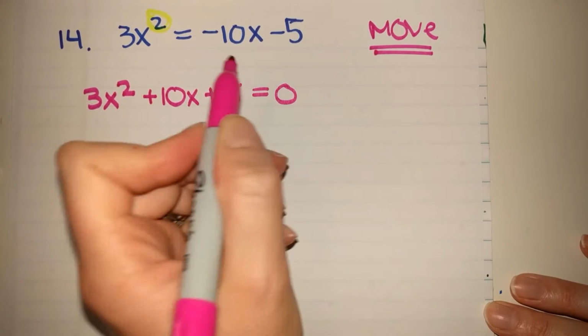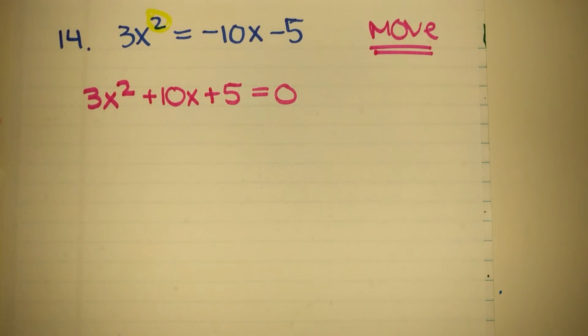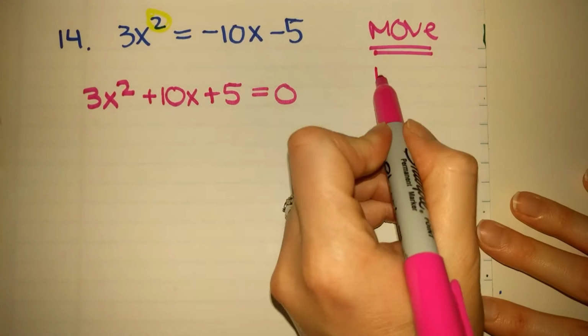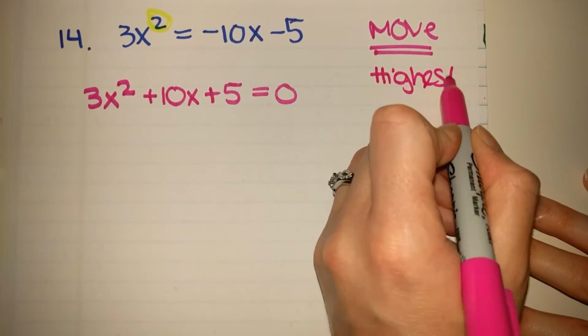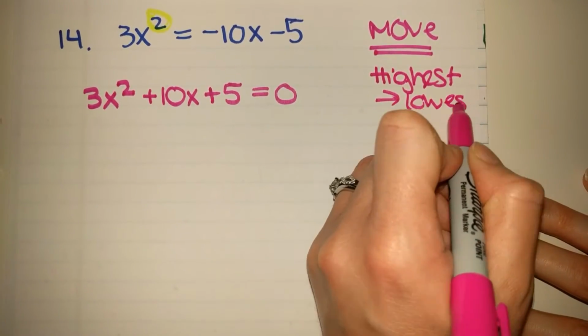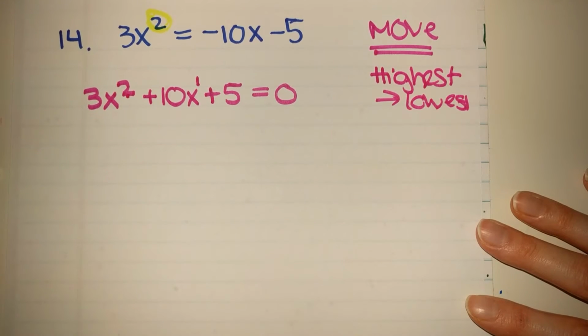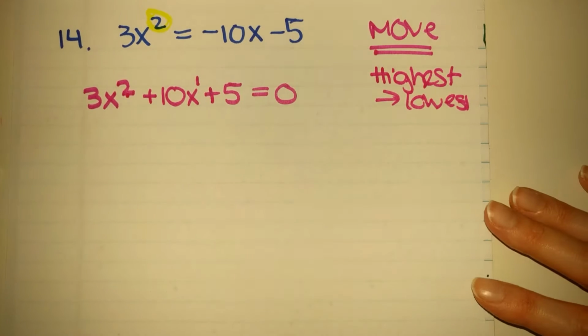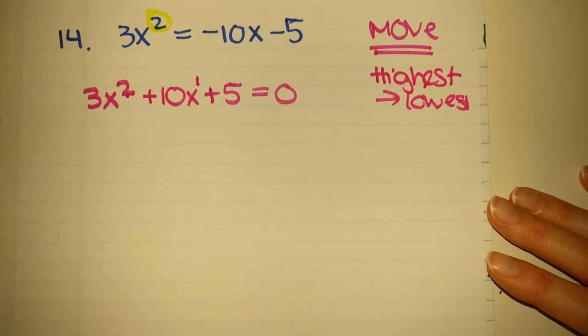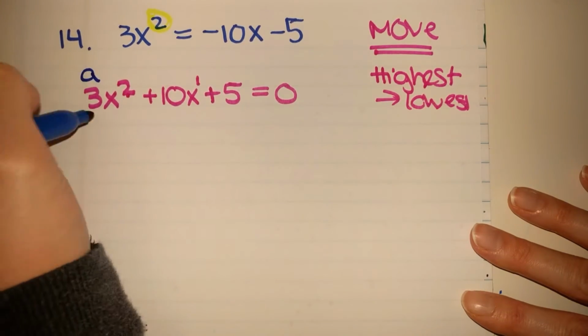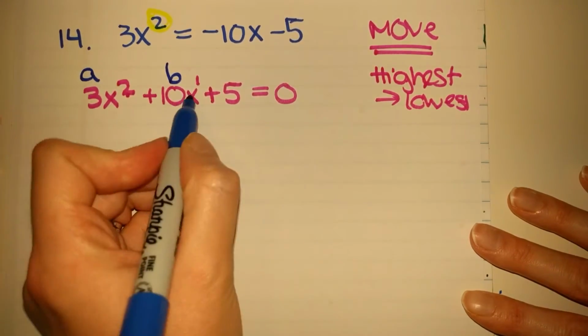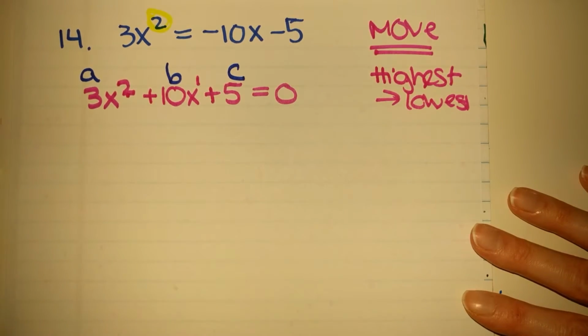And you'll notice that when we start scooting things over to one side, we always rewrite it from the highest power all the way down to the lowest power. So I always make sure it's x squared, x to the first, and then the constant. All right, so then I need to identify my a, b, and c. So my a is the coefficient on the x squared, b is the coefficient on x, c is the constant.